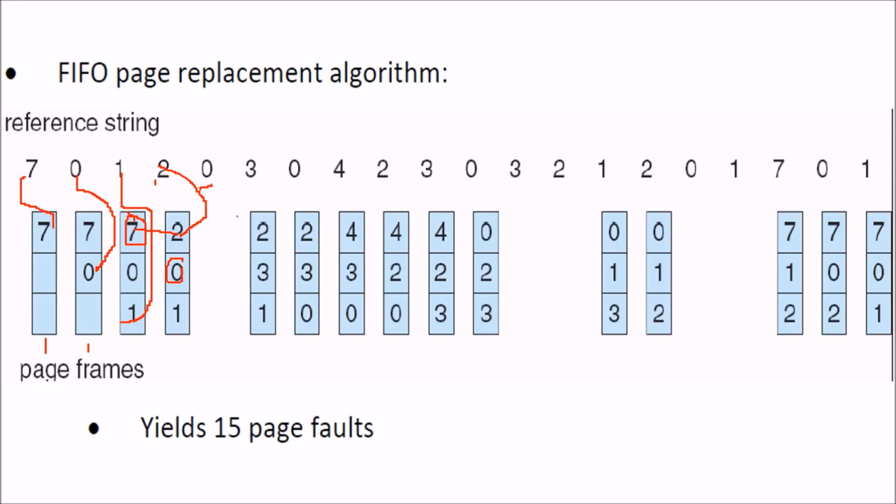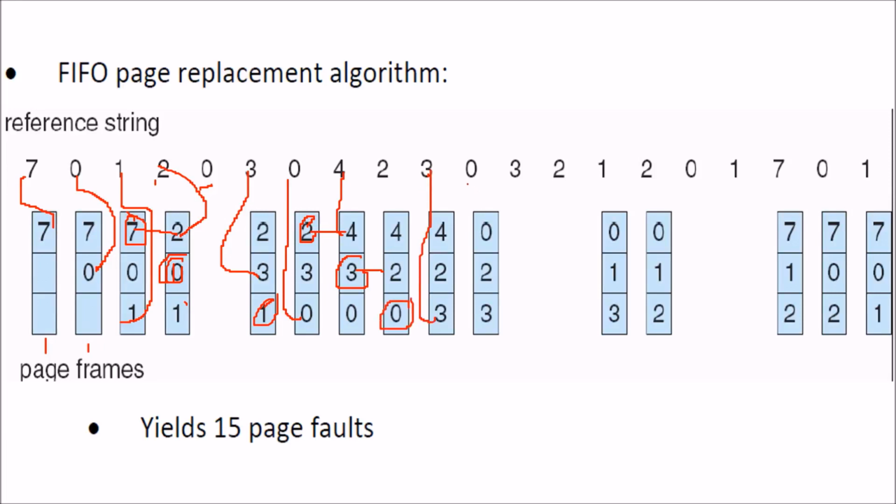Now 3 has to replace which one? Because 0 is now the oldest, 3 will replace this 0. Now 0 has come. 1 is the oldest now, so 0 will replace this 1. Then 4 has come. 2 is the oldest, so 2 will be replaced by this 4. Again, now 2 has come. 2 will replace this 3 because this is now the oldest. 3 has come, but 0 is now the oldest, so 3 will go here.